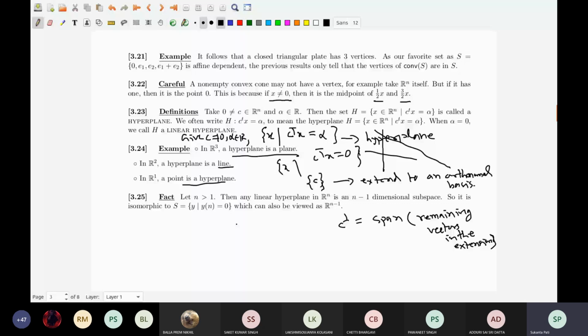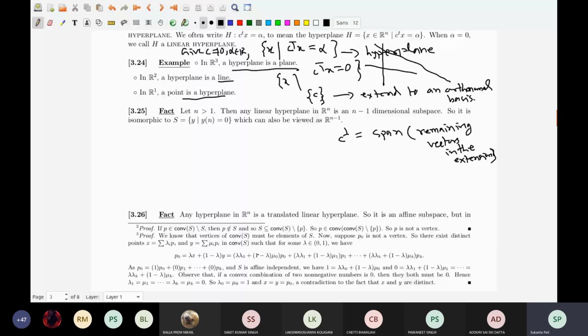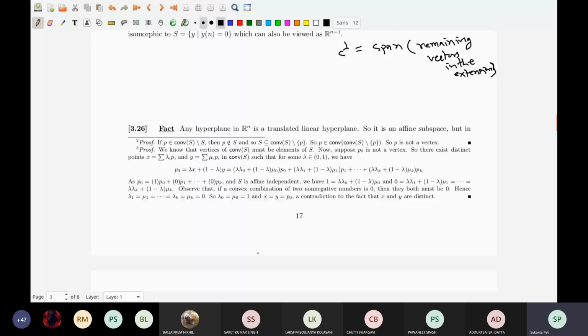Any hyperplane in Rn is a translated linear hyperplane. That part is fine because normally a hyperplane means the set of points x such that C transpose x equal to alpha. So it is translated by any point of that hyperplane. So it is an affine subspace. Affine subspace means a translated subspace.